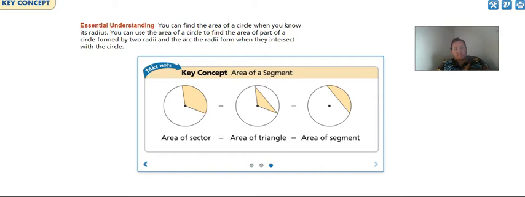And then the last one is trying to find the area of a segment. A segment looks like this over here, and all we're going to do to find that is find the area of a sector. Then we're going to find the area of a triangle, and we're just going to subtract those two, and that will leave us with this area of a segment remaining.